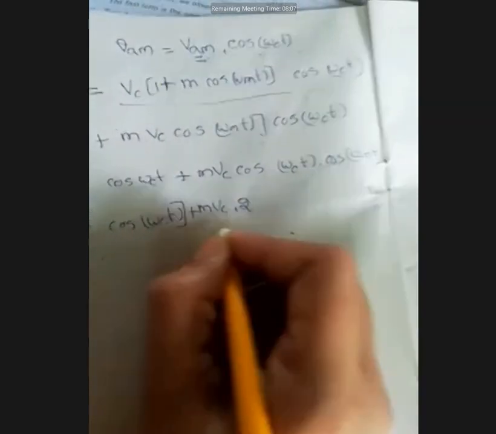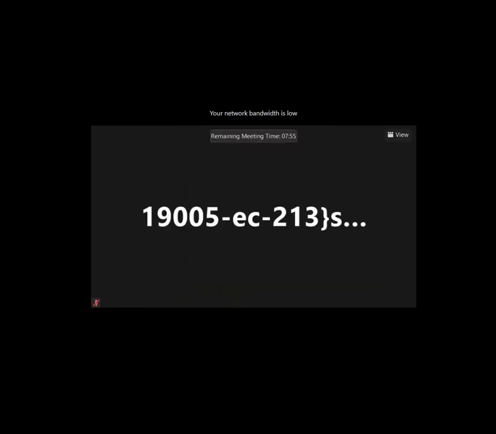Okay, MVC is there, but what I am writing is MVC into 2/2. Okay, we can write it, 2 into 2 get cancel, simply we can get MVC. So here what am I writing? MVC into 2/2. Then after write as it is, cos omega ct cos omega mt.